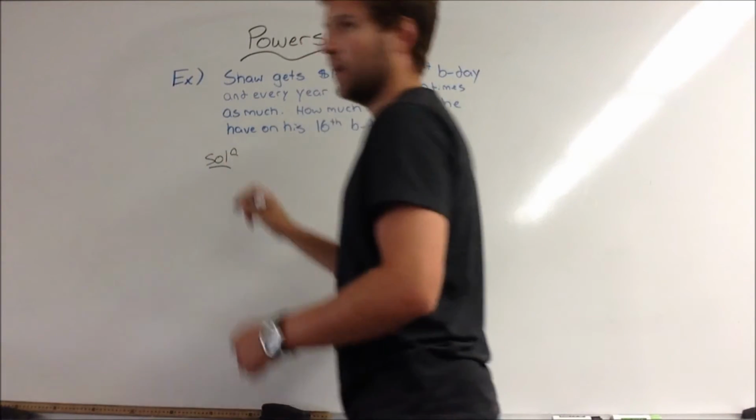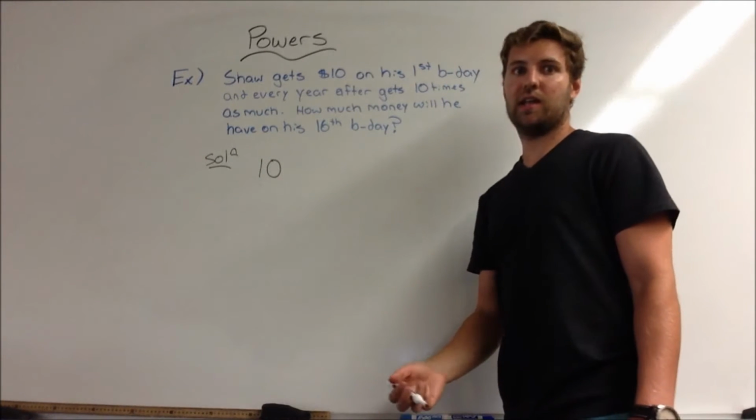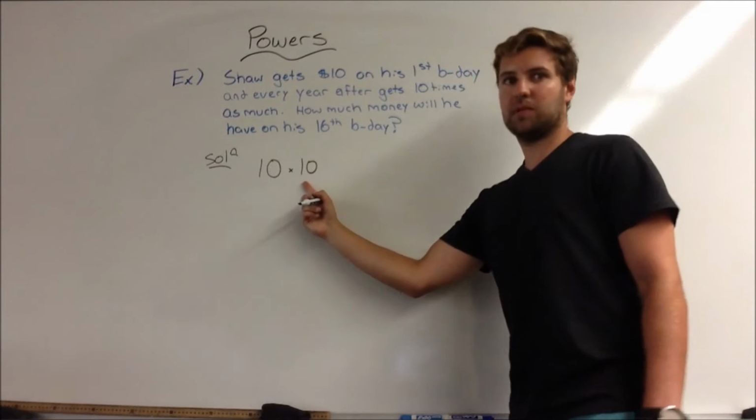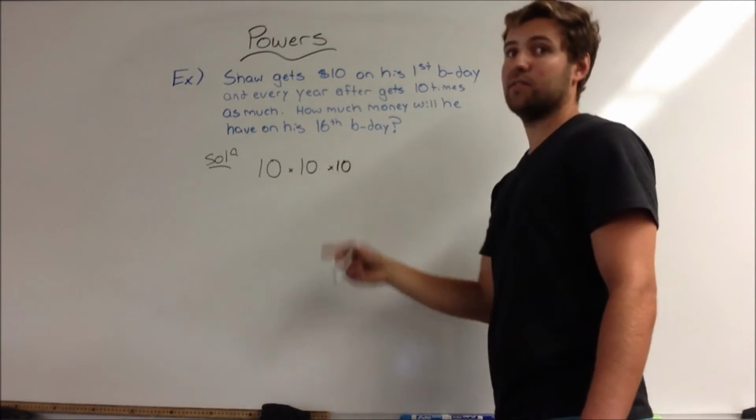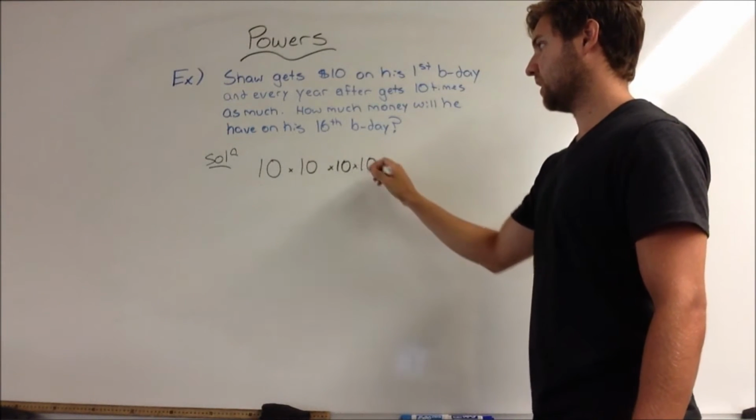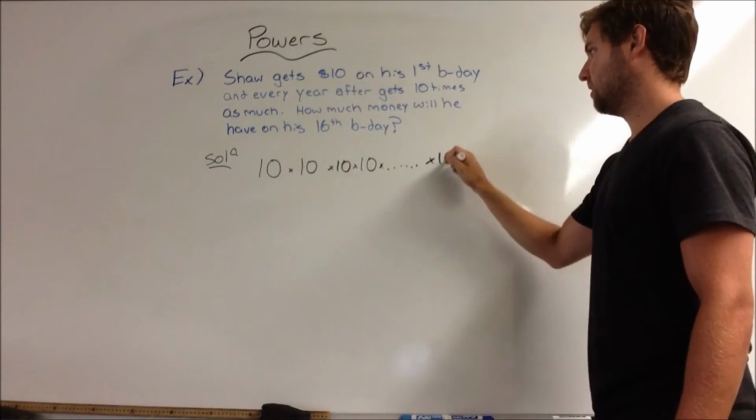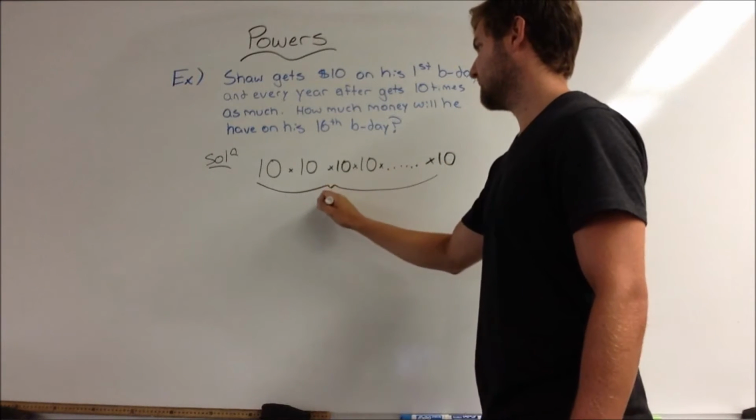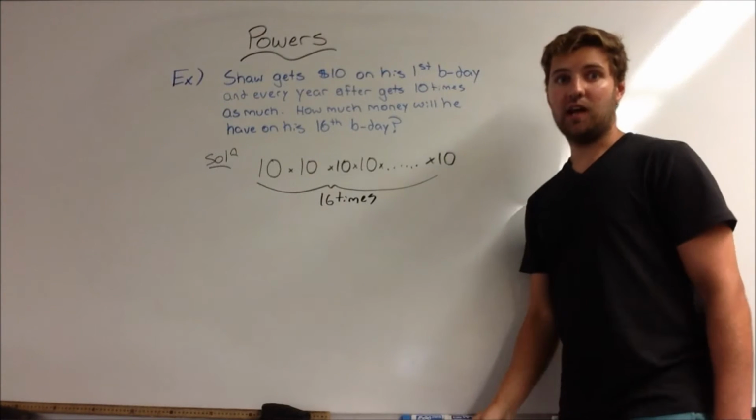So on his first birthday, we know that Shaw gets $10. And every year after, he gets 10 times as much. So on his second birthday, he would have 10 times 10. And on his third birthday, he would have 10 times 10 times 10. And you can see the pattern. On his fourth birthday, another 10. And we would keep multiplying by 10, and we would do that 16 times.